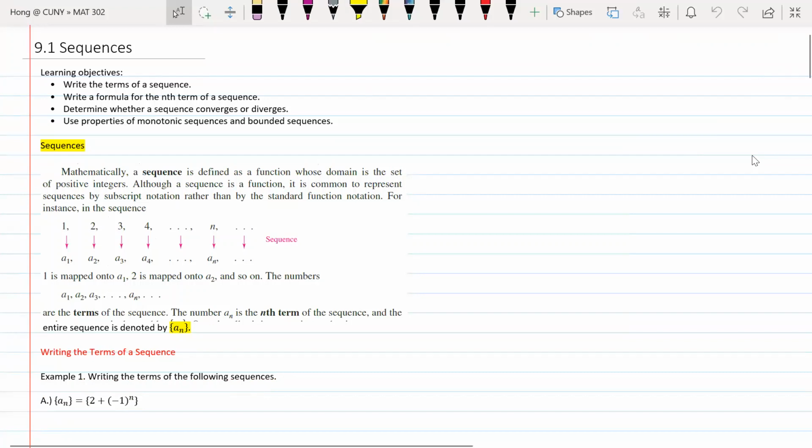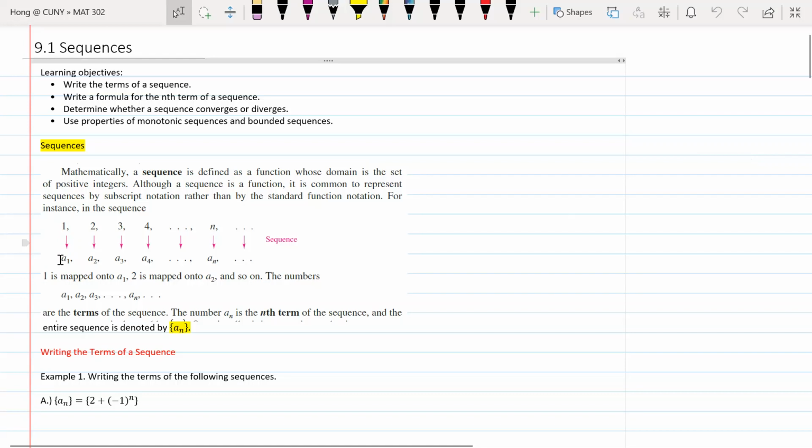In this new chapter, we will learn sequences and series. Today we will learn sequences. What is a sequence? Mathematically, a sequence is defined as a function whose domain is a set of positive integers. Although a sequence is a function, it is common to represent sequences by subscript notation rather than by the standard function notation. For example, 1 is mapped onto a sub 1.